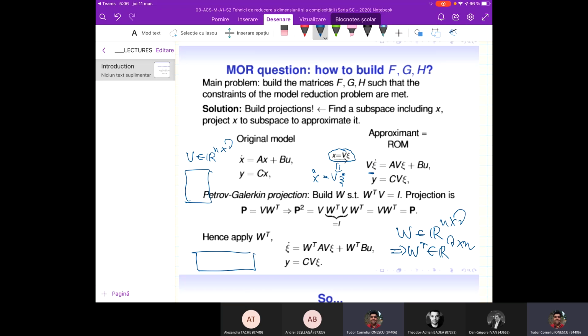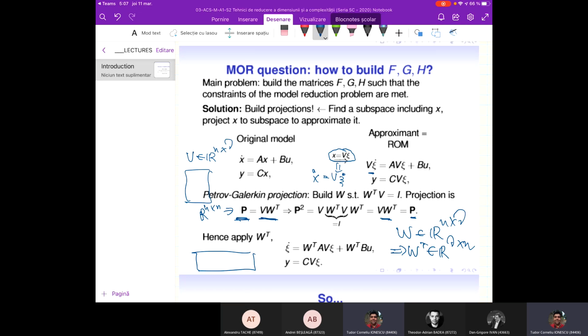So what is the projection? The projection essentially is the matrix P, and this is V W transpose. This is an n-dimensional matrix, in R^(n×n). Okay, and usually to be a projection, that means that P squared needs to be P. So if you do P squared, that is V W transpose V W transpose, you notice that the product W transpose V in the middle of this matrix is the identity. So you end up with V W transpose, which is exactly the definition of P. So indeed, P is a projection matrix because P squared equals P.